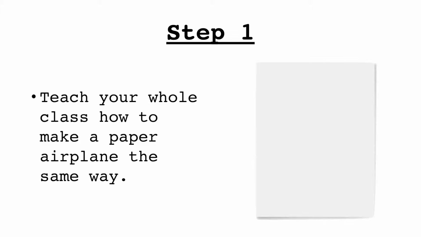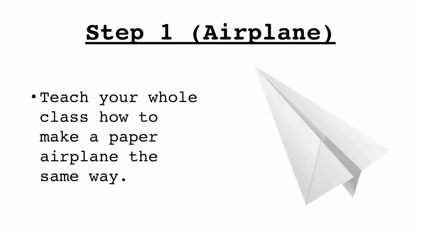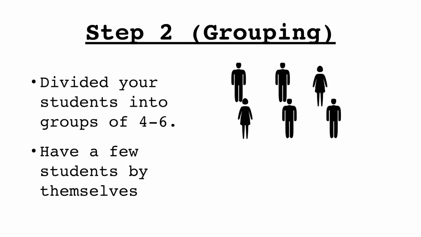So step one, teach your whole class how to make a paper airplane the same way. This is very important, they make it the same way, and we'll talk about why in a second. Step two, you're going to group your students in a couple different ways. So you'll have quite a few that are in groups of 4 to 6. You're going to get them to put their desks together. And then you have a few students by themselves.